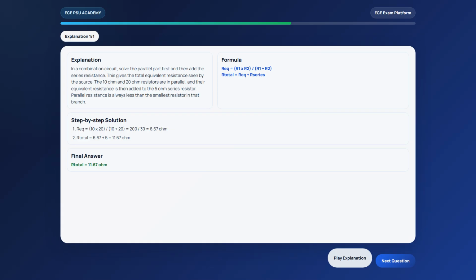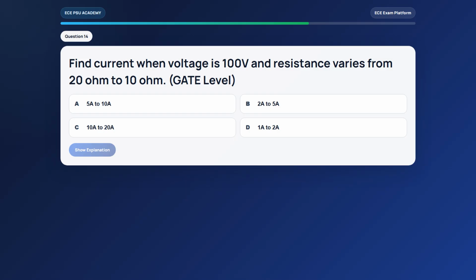After simplifying the parallel branch into one equivalent resistor, that result lies in series with the remaining resistors, so the resistances add algebraically. Now calculate, total equals 6.67 plus 5 equals 11.67 ohms. Final answer, total equals 11.67 ohms.